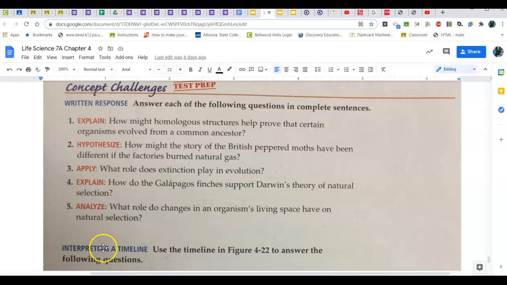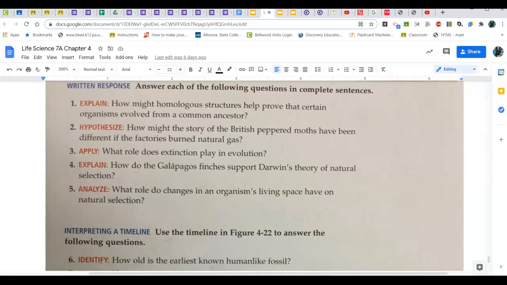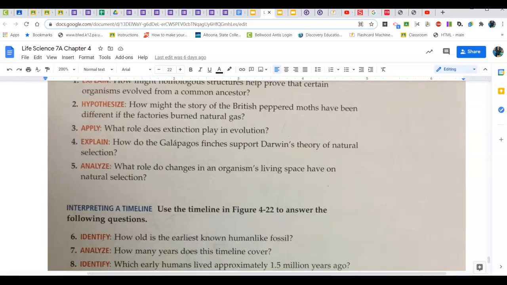What role do changes in an organism's living space have on natural selection? As the environment changes, it creates different types of competition. Competition drives natural selection. If we go into a warmer time period, organisms that are evolving to deal with the warmer time. If there was an ice age, organisms that were evolving to deal with the colder temperatures would have a benefit in natural selection. It can also be as simple as just having better camouflage than another organism.